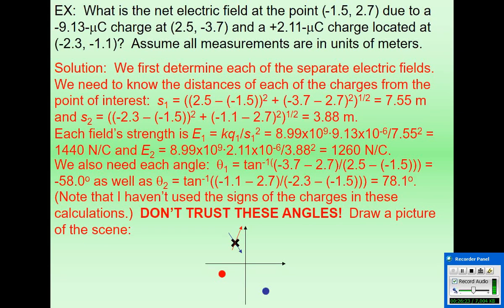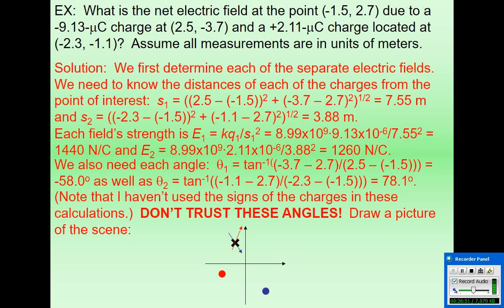Now that red arrow does look to be in quadrant 1. It looks to be between 0 and 90 degrees, and I'm okay with that. The blue arrow is between 270 degrees and 360 degrees, but alternatively, it's also between 0 degrees and negative 90 degrees. Negative 58 degrees does happen to be between 0 and negative 90. And so I'm convinced that these are correct.